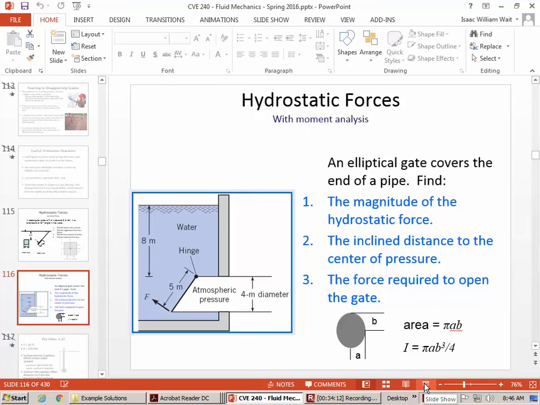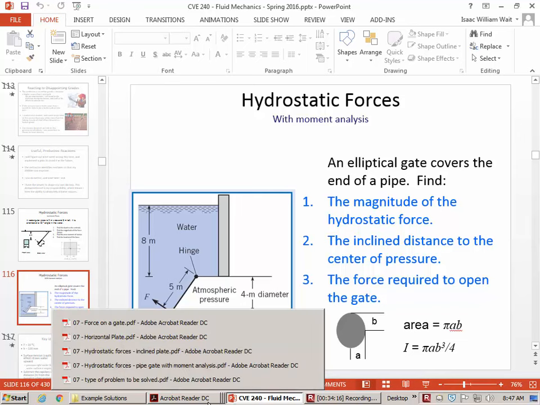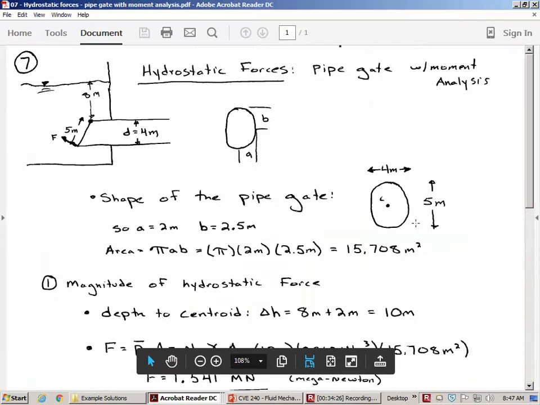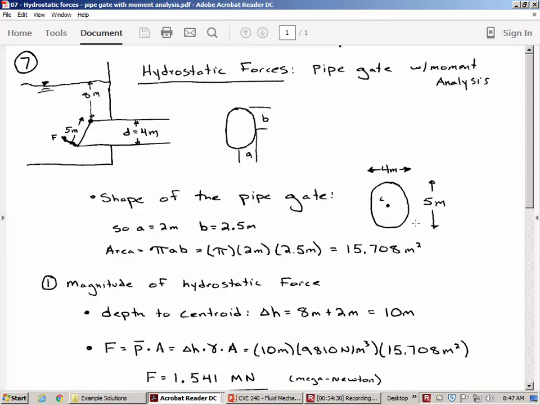All right, let's look at the solution for this one just so you can see if you were headed in the right track. As I was walking around, I saw many of you are already getting the geometry figured out just fine. So here we go, pipe gate. Okay, so A is 2, B is 2.5. And there we can find the area just as a starting off thing.